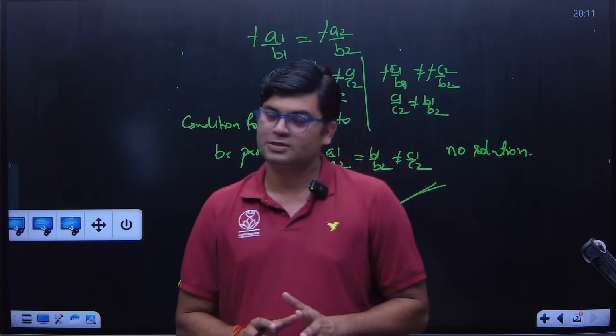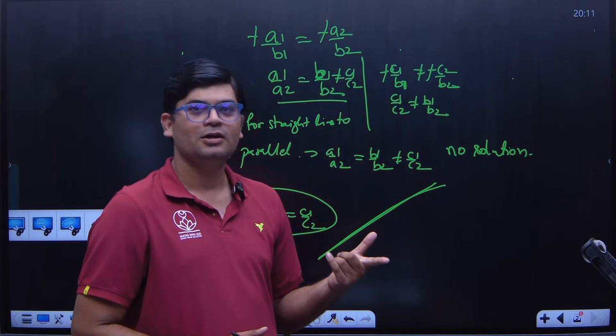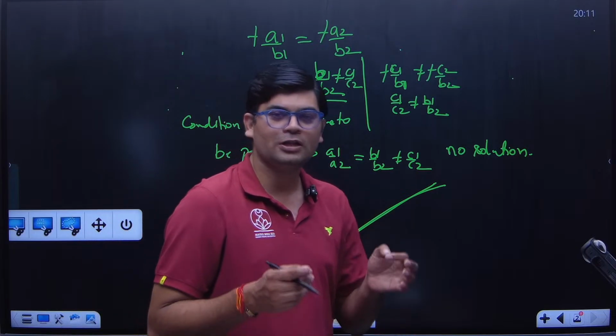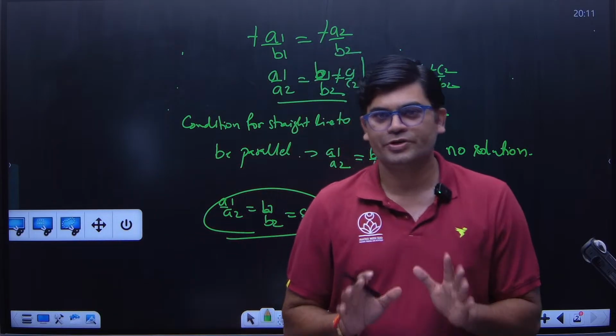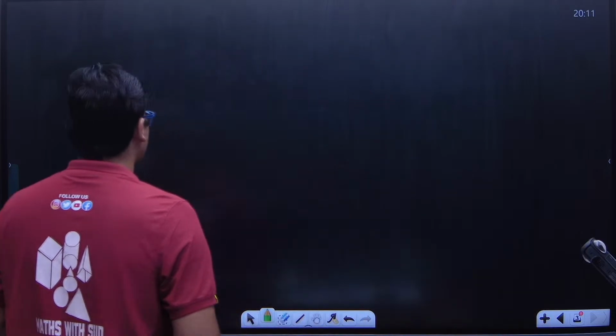Infinite many solutions. Yes. Because the line is a single line. For a single line, how many solutions are there? Infinite many. Because every point on the line is the solution of the straight line. Okay? Yes. Now, how to solve this simultaneous pair of linear equations?